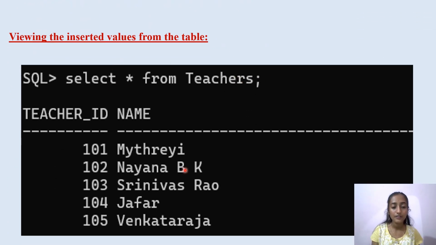Next, for viewing a table, I have used the command select star from teachers, where select is a selection operation. Star or asterisk defines selecting all the records and columns from the teachers table. Here we can see the values I have inserted are displayed in the output.